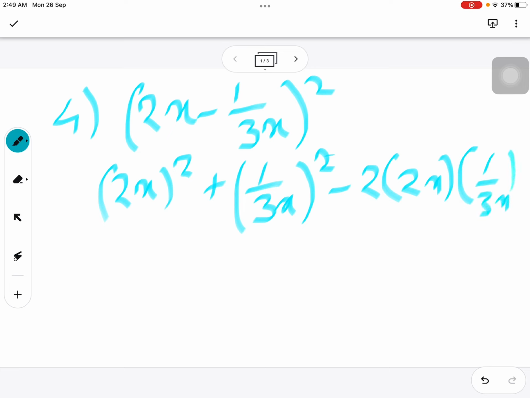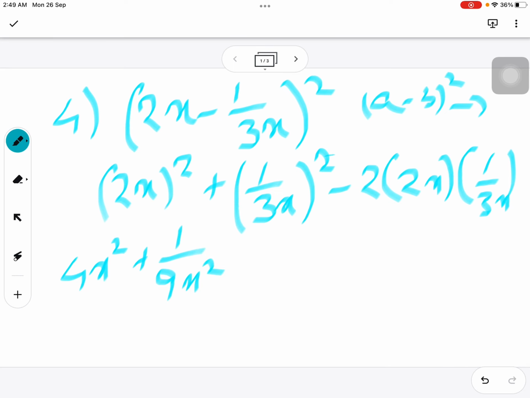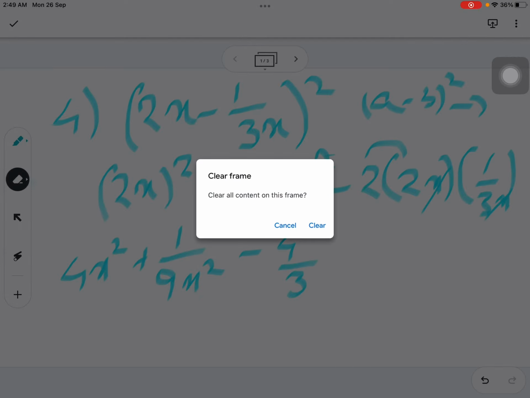We forgot to write the formula. You can add that a minus b whole square is equal to, that you always have to write. So this becomes 4x square, this becomes 1 by 9x square. Here x and x get cancelled. Okay, 2 into 2 is 4, and divided by 3 will become minus 4 by 3. That's it, minus 4 by 3. The variable term gets cancelled. This would be your final answer. Okay, let's move to the next problem.